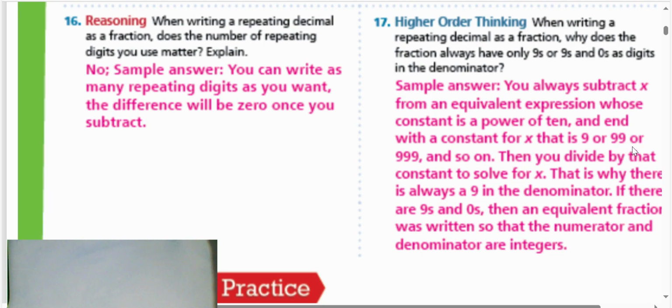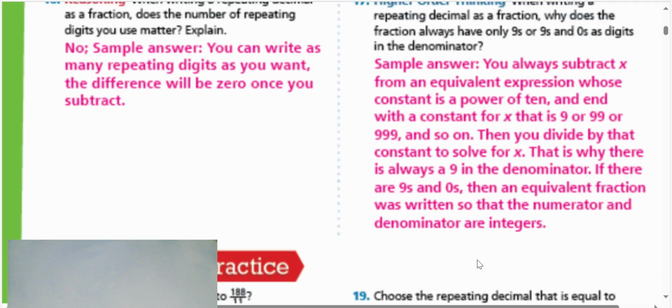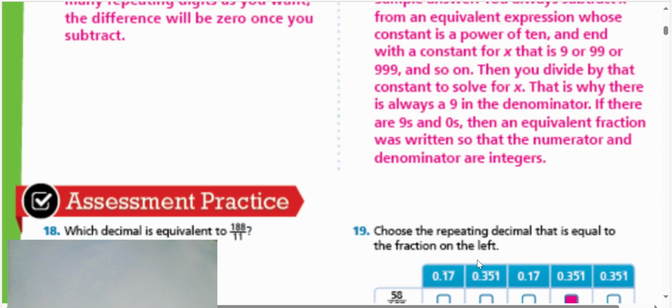It is 9, 99, or 999 and so on. Then you divide by that constant to solve for x. That is why there is always 9 in the numerator. If there are 9s and zeros, then the equivalent fraction was written so that the numerator and denominator are integers. We know the denominator is not equal to 0 because a number divided by 0 is undefined.